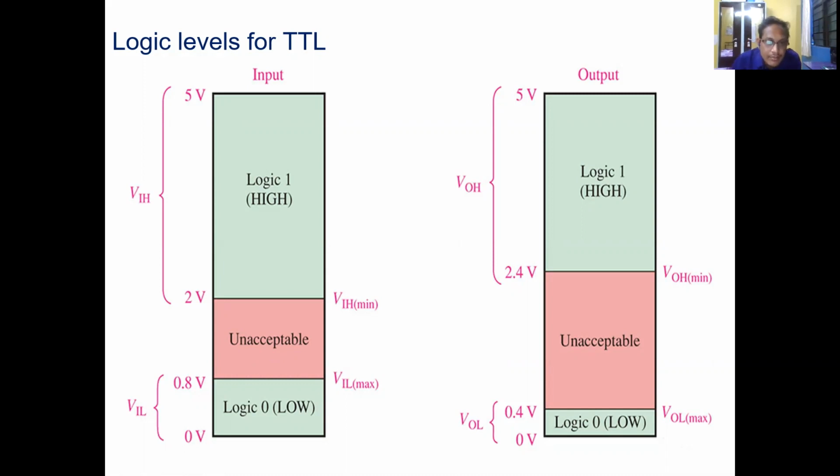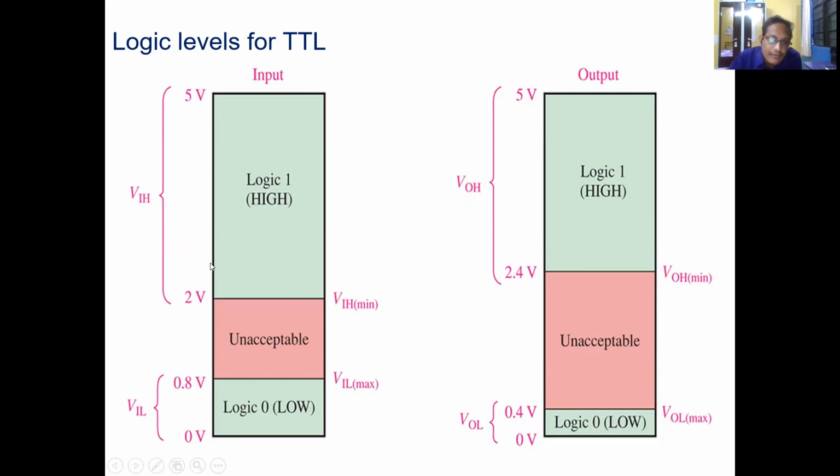That's why the second parameter comes into the picture, that is called VIH minimum. V stands for voltage, I for input, H for high, and this is the minimum. So the minimum value of input voltage that should be considered as a logic 1. If it varies from 2 to 5 volts, that voltage I will consider as a logic 1, and that parameter I will call VIH minimum.